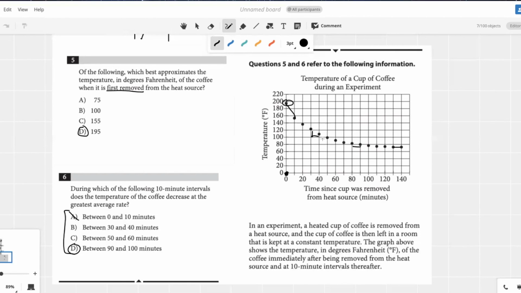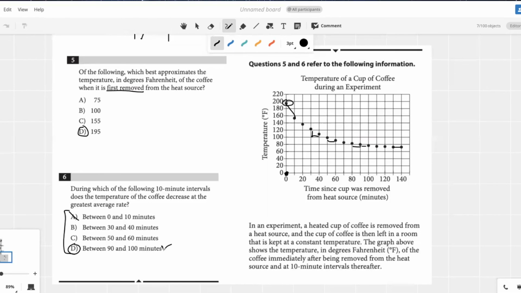Between 50 and 60 minutes, that is this one. Again, it's a little bit less than 30 and 40, but it's still a reasonable drop, almost 10 degrees Fahrenheit. But then between 90 and 100 minutes, that is here. It's barely a drop. You can hardly tell the difference between these 2 points in terms of elevation. So you can check that 90 and 100 minutes is going to be the smallest drop. We're looking at a drop on the y-axis, because it's temperature in degrees Fahrenheit.